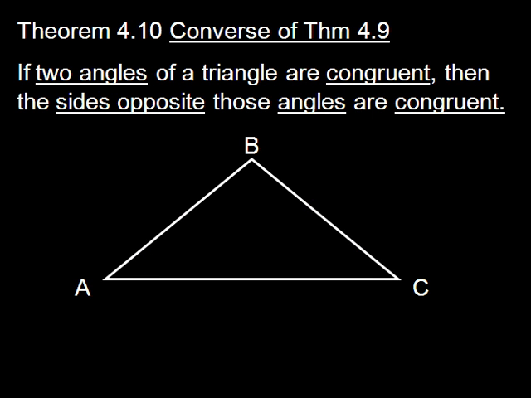Okay, and then there is a converse to that. The converse of that theorem is if two angles of a triangle are congruent, then the sides opposite those angles are congruent. Okay, so let's say we start with the angles first. I'm going to tell you that this angle is congruent to this angle. Then by the converse theorem up here, this side AB would have to be congruent to this side BC.